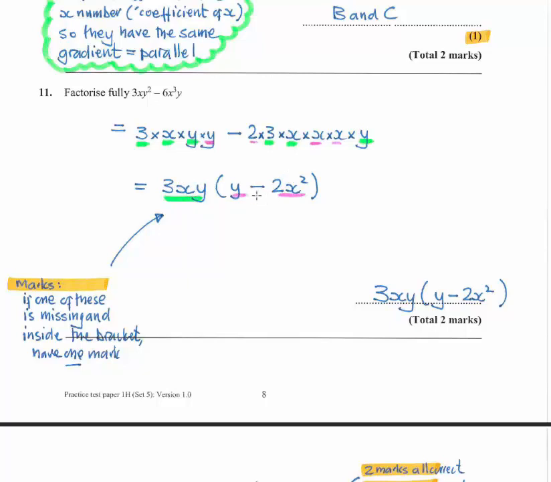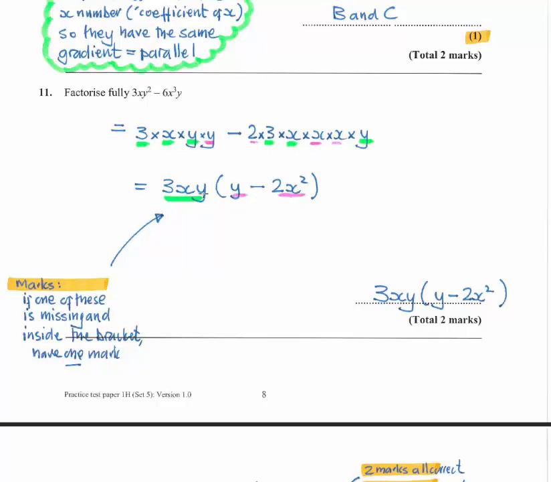Now in here needs to be what I need to multiply this by to make each of these things here. So what do I need here to multiply this by to make 3xy? Well, I've already got 3, I've already got x, but I've got a y and I need y squared. So I need a y there. So I'll have 3x times y, 3xy squared. Minus, because it's minus there.